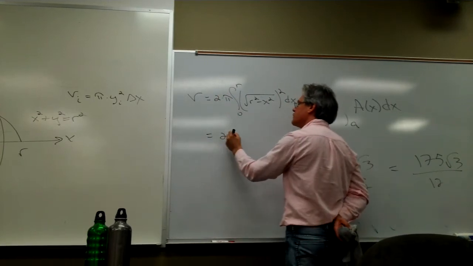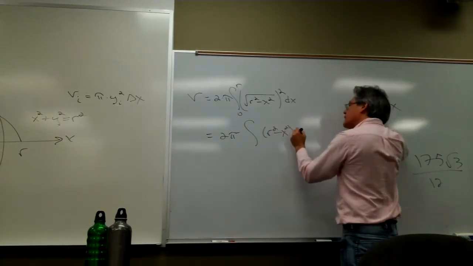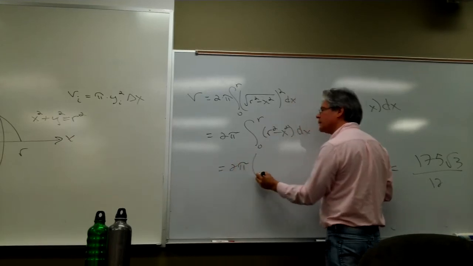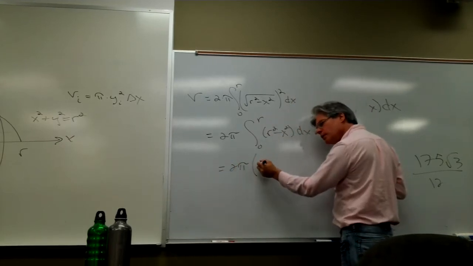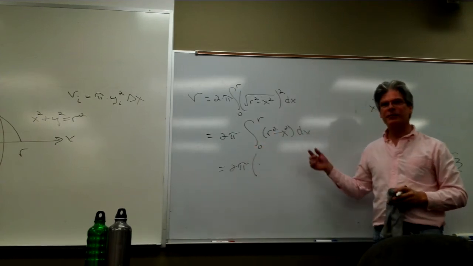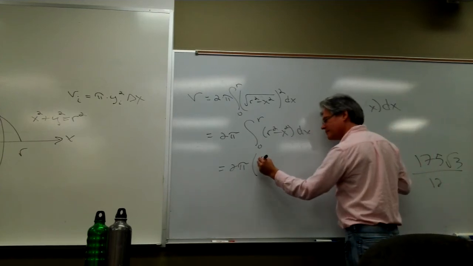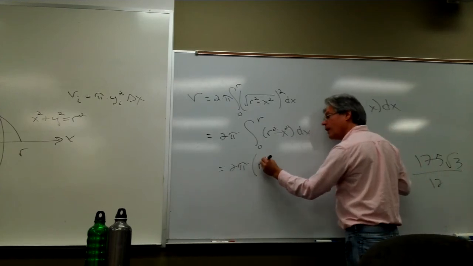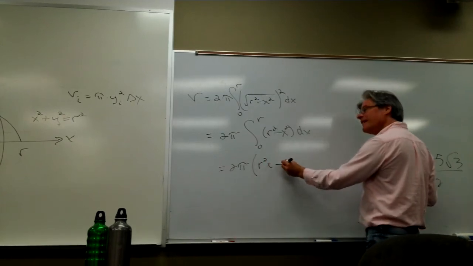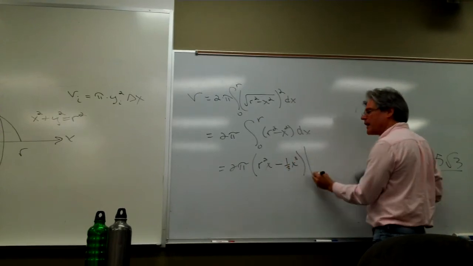That simply gives me 2 times pi times the integral of r squared minus x squared with respect to x. That gives me 2 times pi times, is that r cubed over 3? I asked, is that r cubed over 3? No, I'm integrating with respect to x. r is just a constant. That's just x. How about r squared times x? Okay, as long as you're happy. Minus x cubed over 3, and I'm evaluating from here to here.